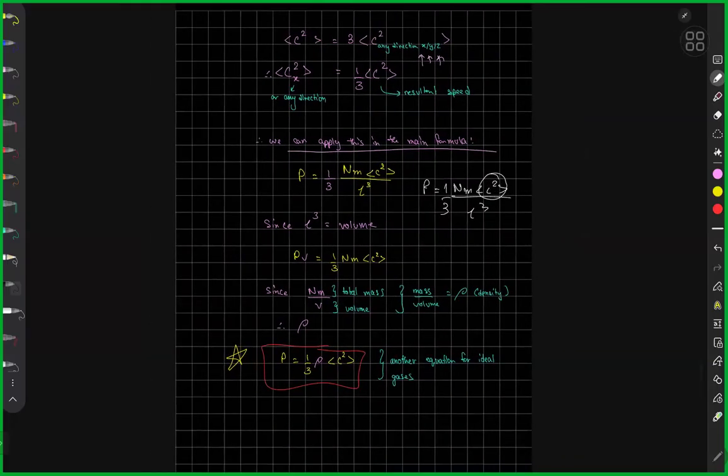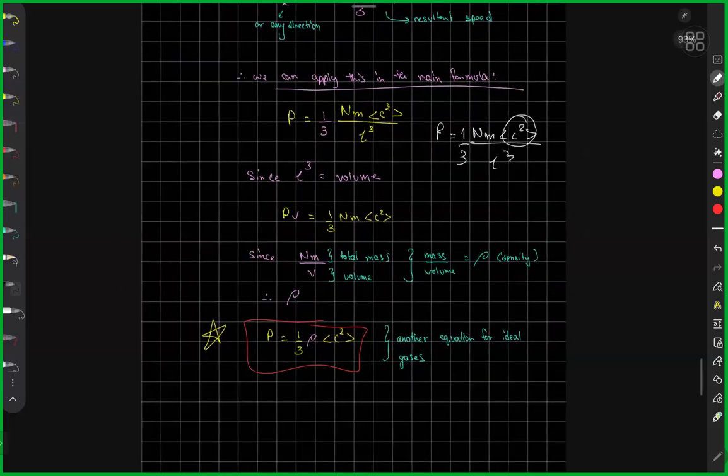Now, I can further simplify this. Now we're towards the end of the derivation. If I take L cube on the other side, L cube is what? Volume, right? PV is equal to 1 by 3 nmc square.